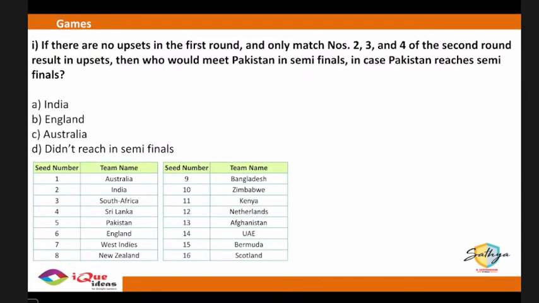If a lower seeded player defeats a higher seeded player, that means it is an upset. So if there are no upsets in the first round and only match numbers 2, 3 and 4 of the second round are an upset, then who would meet Pakistan in semi-finals in case Pakistan reaches the semi-finals? If Pakistan is in the semi-finals, whom will they play against? Australia.